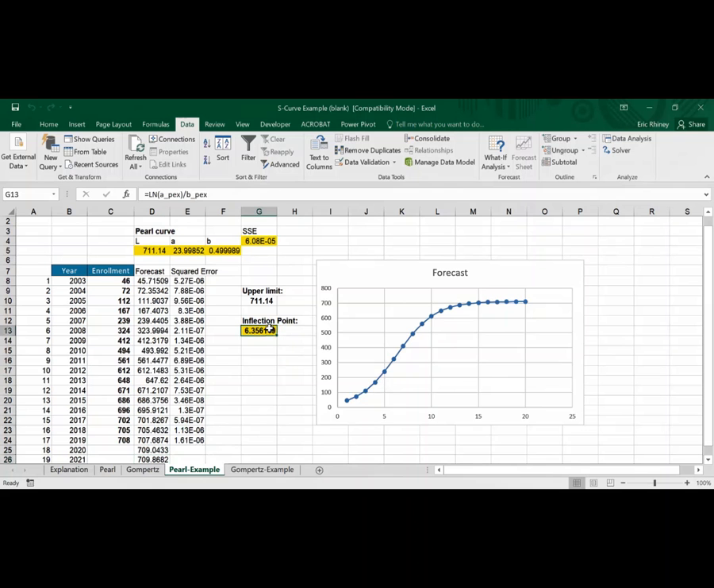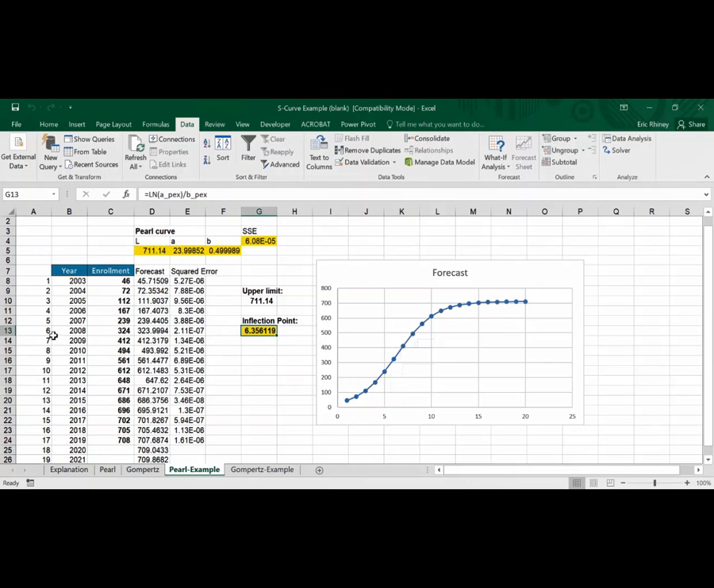The other part that's good to know on here that I didn't go through when I was explaining the Pearl curve is this inflection point. This inflection point is the point at which the acceleration begins to slow down or decelerate. It's still going, but it's going at a slower and slower pace. All right. So where is that point? It's good to know when that point is happening. Have you reached that point, or are you still accelerating at an exponential function?